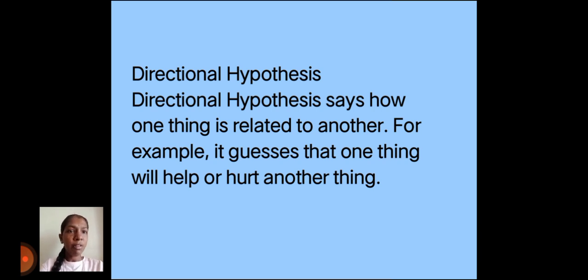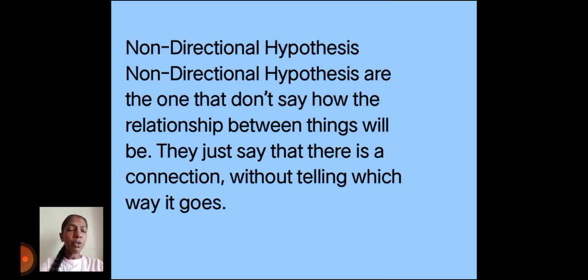Directional hypothesis. In directional hypothesis, we say how one thing is related to another. For example, it guesses that one thing will help or hurt another thing. Non-directional hypothesis. Non-directional hypotheses are the ones that don't say what the relationship between things will be. They just say that there is a connection without telling which way it goes.